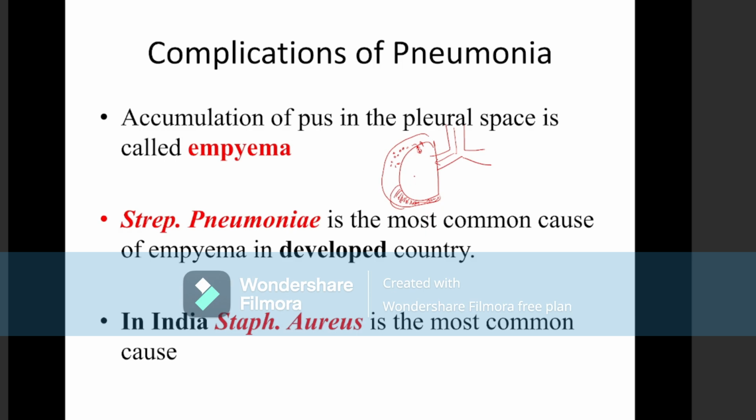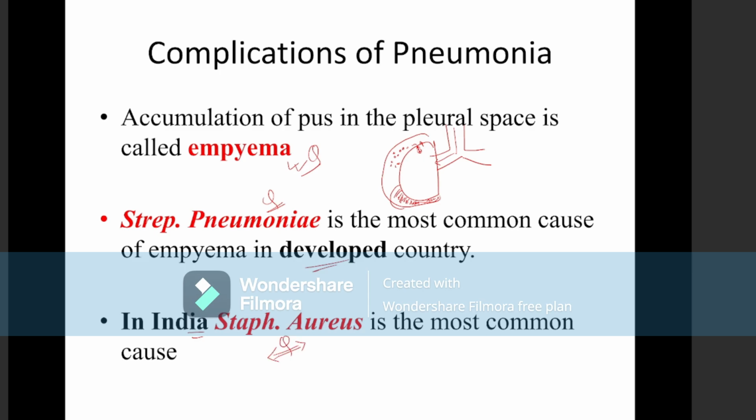Next, what are the other complications of pneumonia? The most dreaded complication of pneumonia is accumulation of pus in the pleural space. It is called empyema thoracis. And what is the most common organism causing empyema thoracis? In developed countries, it is Streptococcus pneumoniae. And in developing countries like India, the most common organism causing empyema thoracis is Staphylococcus aureus.